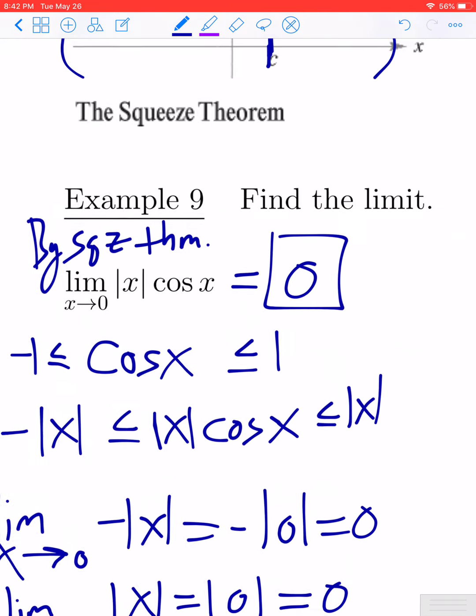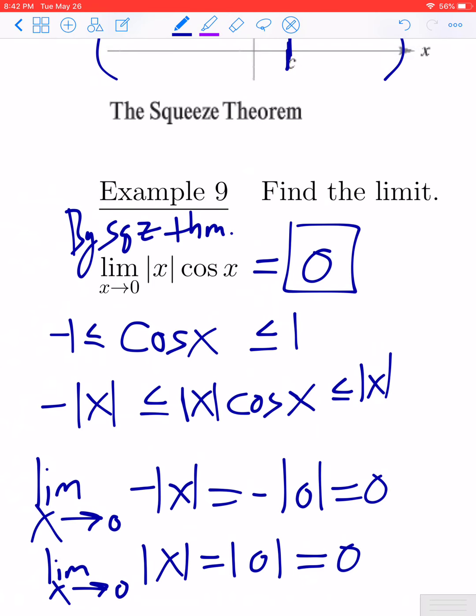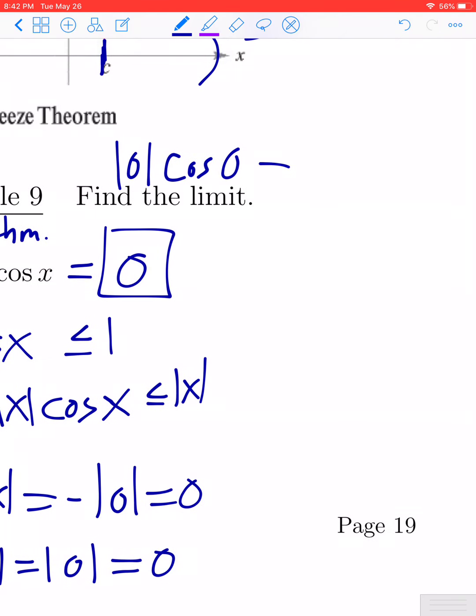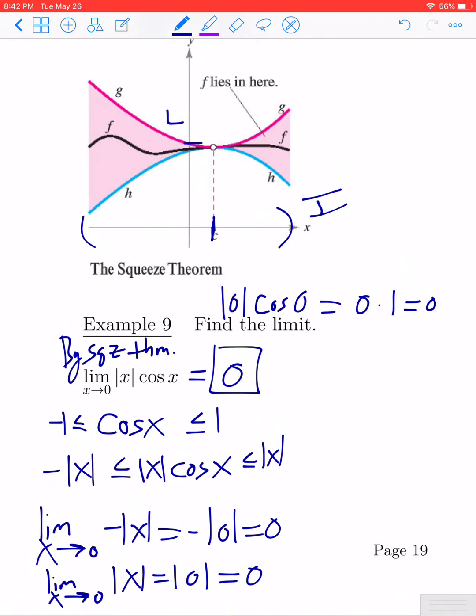This is kind of an awkward problem to note. I'll probably end up changing this eventually because this is one that can be done more directly. Absolute value of x and cosine are well-behaved functions, so you actually could have done this one with a simple evaluation like this. Plugging it in, we would have gotten 0 times 1, which is 0 anyway. But at least you can see how this would work in play. It's especially good if you're trying to replace a function or a part of a function that oscillates with something that doesn't.